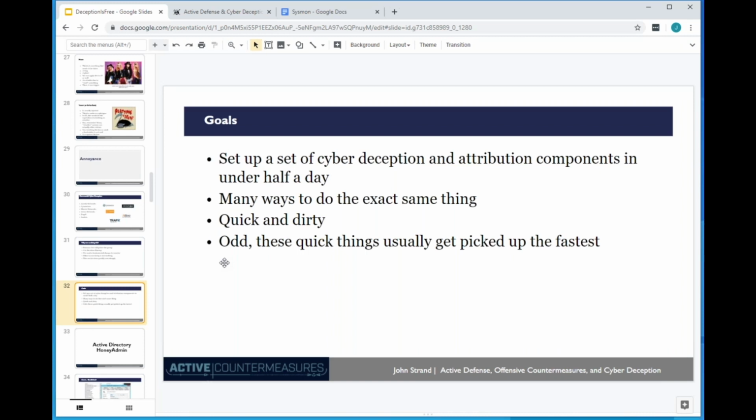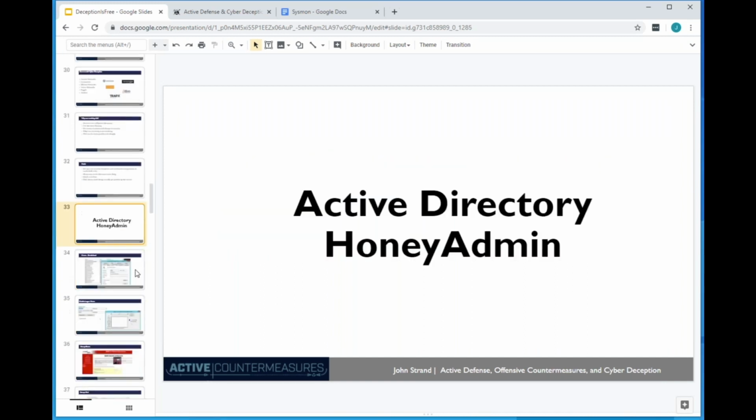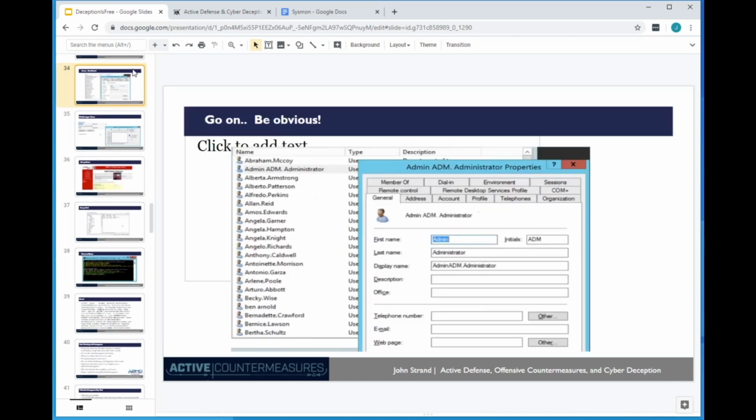So we want to do something that you can do quick, you can do easy, with very little cost to your organization. We're going to call this Active Directory and Honey Admin. So let's jump in. The first thing that you're going to want to do is create an account in your Active Directory environment that is going to be enticing. Now, there's a couple of layers on how you can do this. Personally, I'd recommend actually creating a domain administrator account using this name.